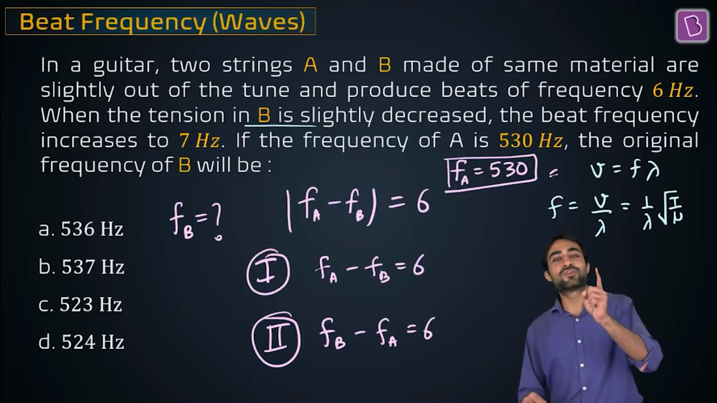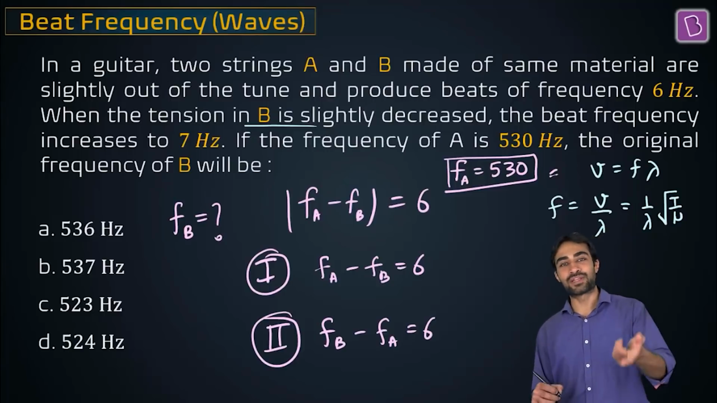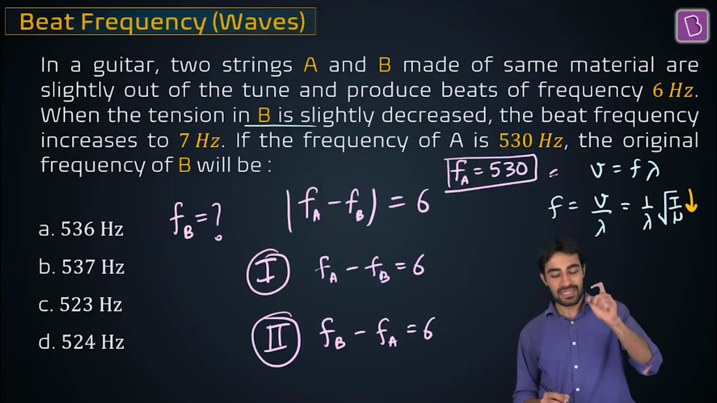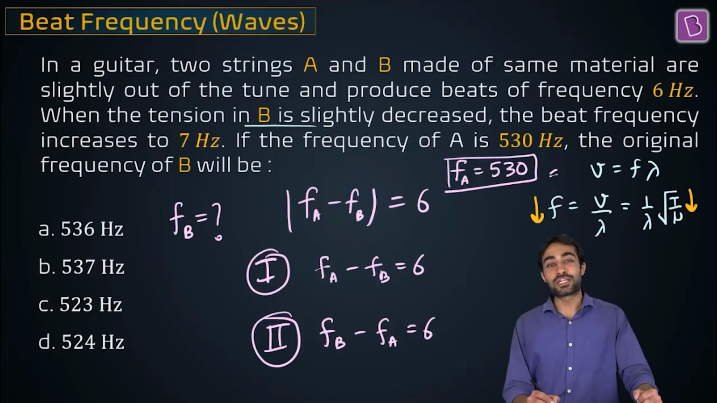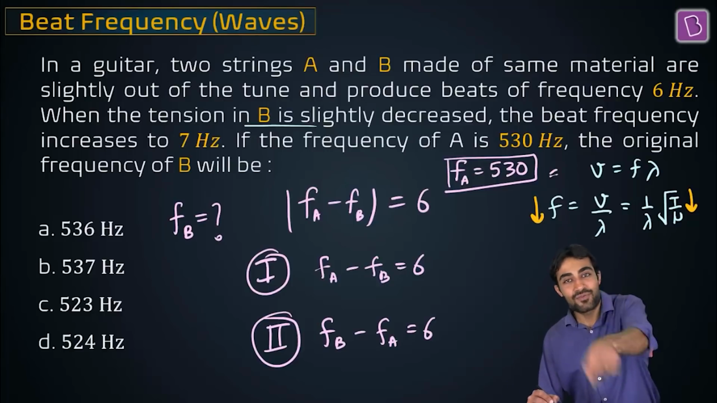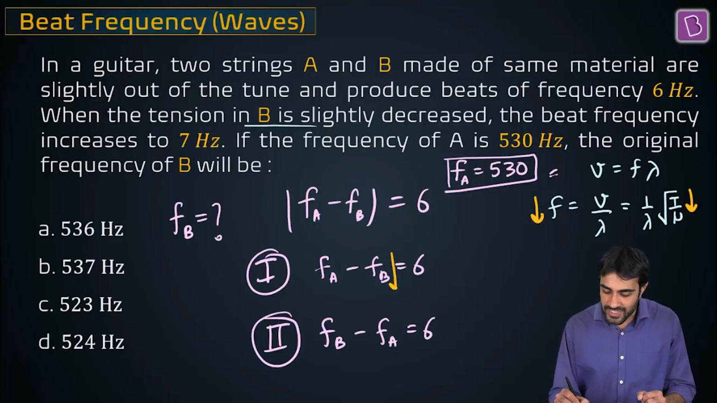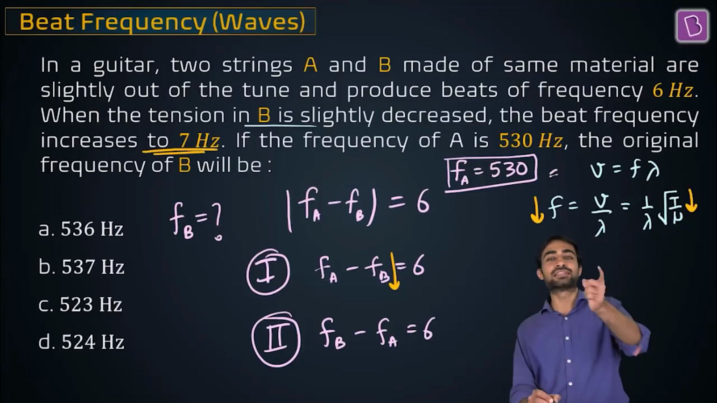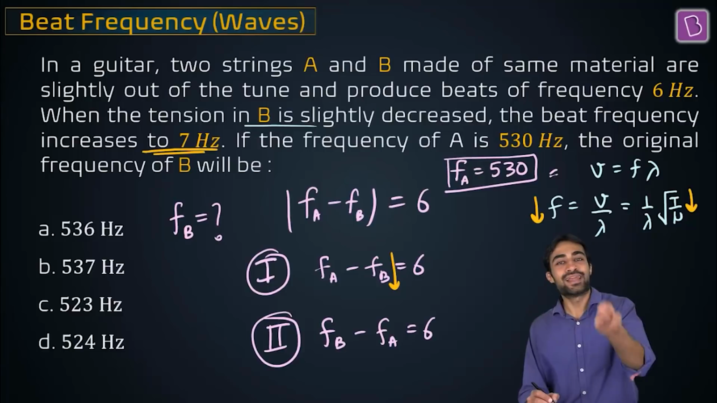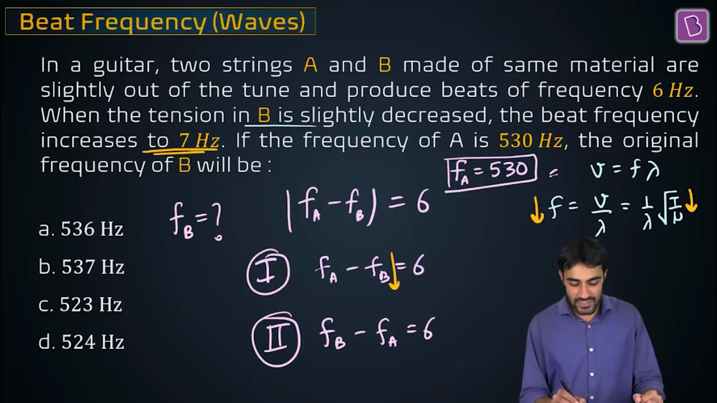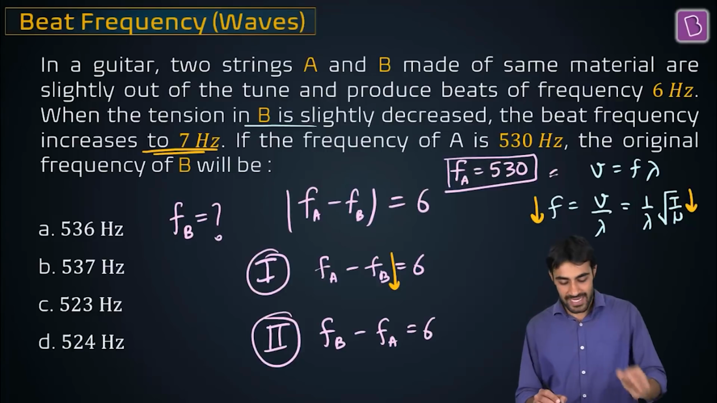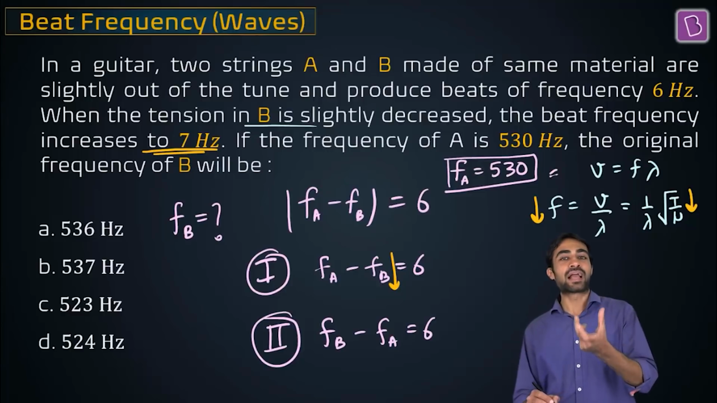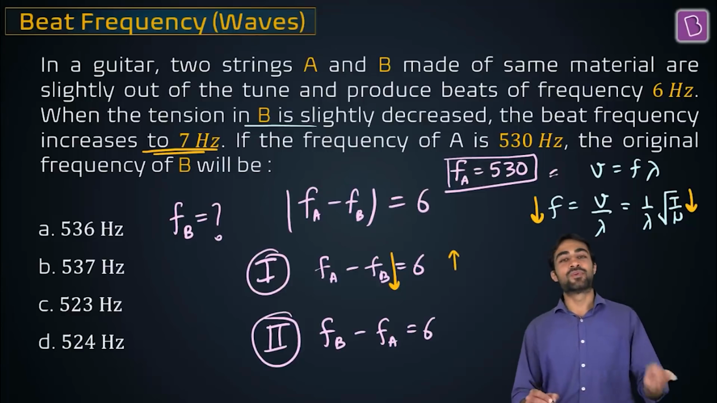Now, as we decrease the tension, what do you think will happen? Will the frequency increase or decrease? As tension decreases, then the frequency also decreases. So what is happening to string B? Its frequency is decreasing. And if FB decreases, then it is said that the beat frequency is increasing. This can only and only happen in case 1. Because in case 1, if we decrease the frequency of string B, then we can see this difference FA minus FB will actually increase. So beat frequency will increase.